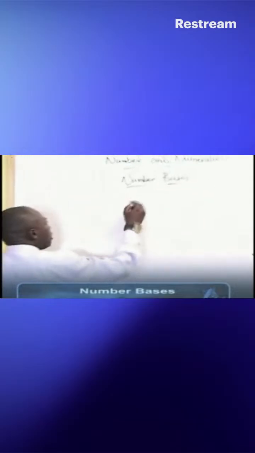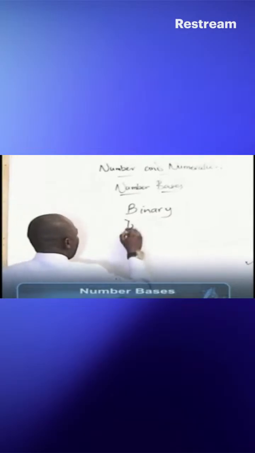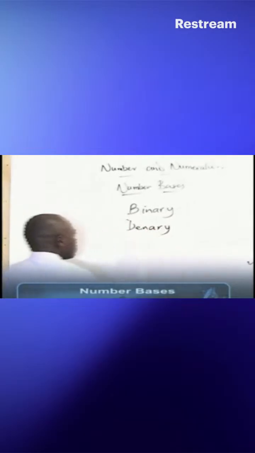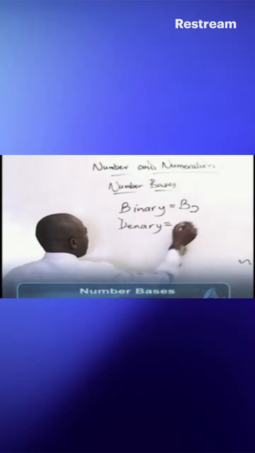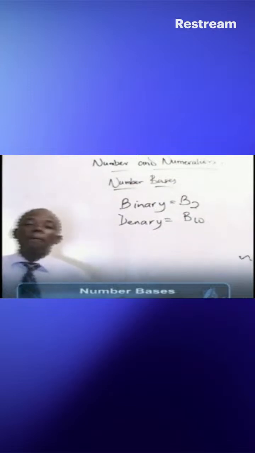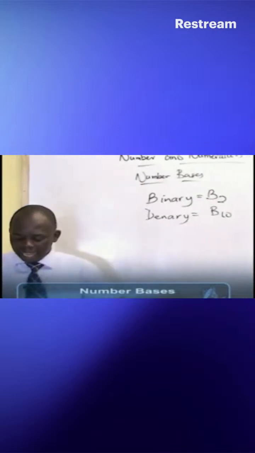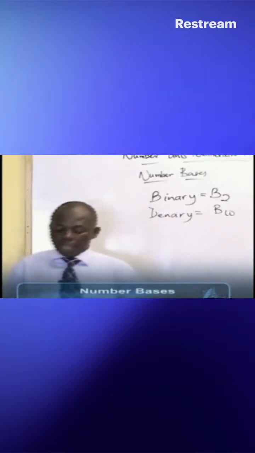Today, we will be looking at number bases. The key bases, or the most common that you will encounter, are binary and denary. Binary is base 2, while denary refers to numbers in base 10. All numbers, except otherwise stated, are denary numbers.